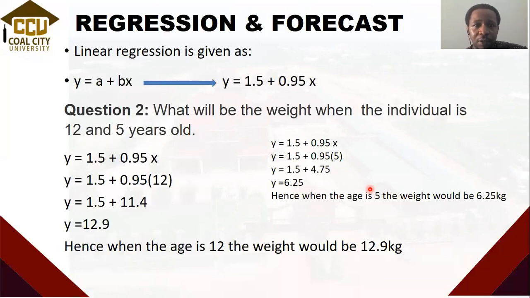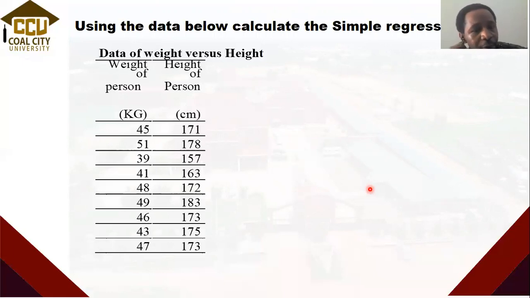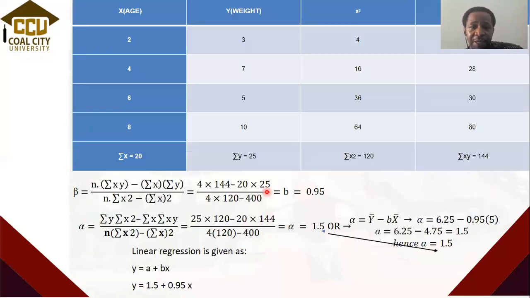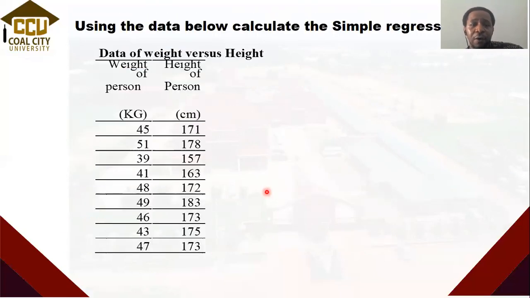Now, there's an assignment for you to do here. You are asked to find the simple regression equation for these variables: the weight of persons and the height of the individual. As we've done, you can use any of the methods we adopted, and then find the simple linear equation.